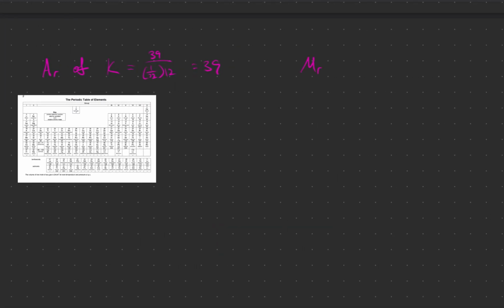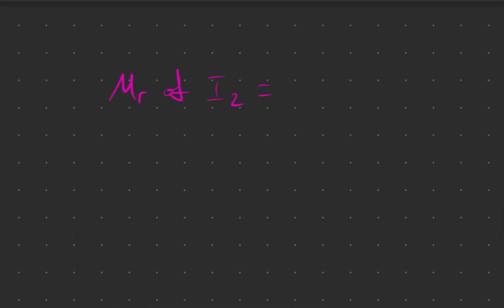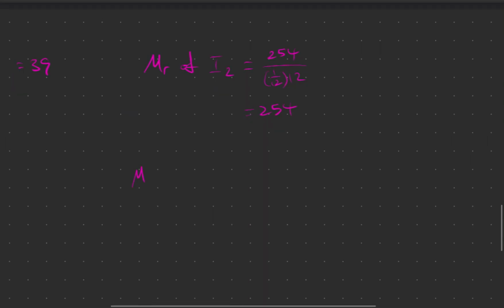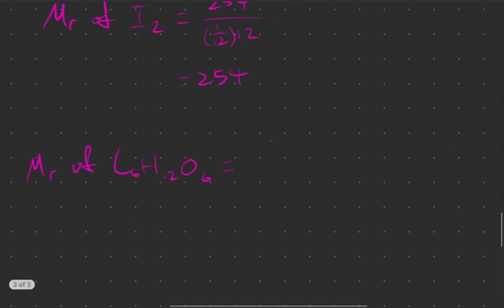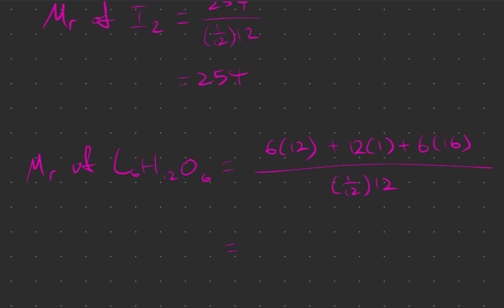Okay, now try to find the MR of iodine. Yeah, okay, so iodine by itself is 127. So as a molecule, it's 254, divided by 1/12 times 12, which is just 254. Okay, now we go to glucose. Find the MR of glucose. So this one is just 6 times 12, because carbon by itself is 12, plus 12 times 1, plus 6 times 16, divided by 1/12 times 12. So we just have to work this out. That'll give me 180. That's the MR of glucose.